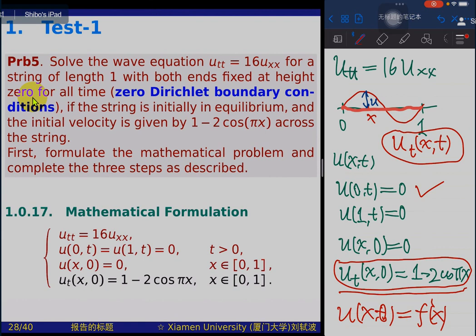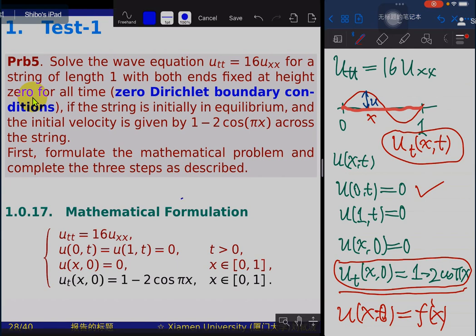I had a glance at the papers you submitted. Some of the students didn't write the initial velocity. They only wrote the first three statements here. This is not complete.